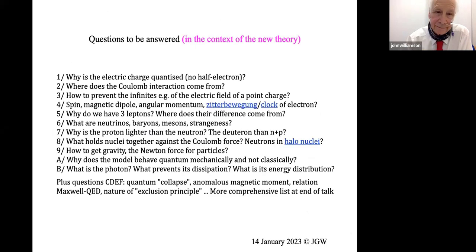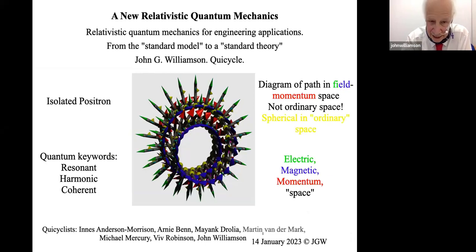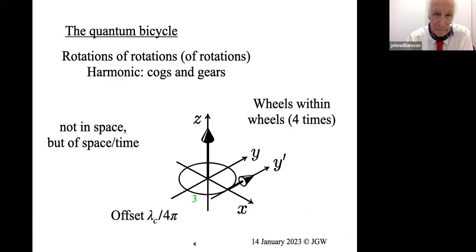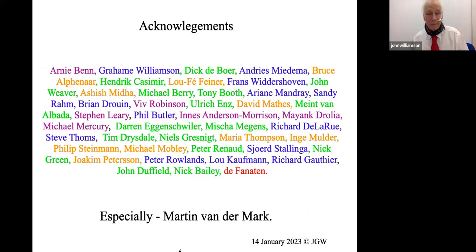In the starting slide, I mentioned at the bottom the quicyclists. Innes Anderson Morrison, Arnie Benn, Mike Drolier, Martin van der Mark, now sadly deceased, Michael Mercury, Viv Robinson, and myself are quicyclists. But in any kind of endeavor of this sort, there are a lot of people who've helped, both in acting as foils and helping with commenting on papers and so forth. What I've done here is put them up in colors. Basically, the shorter wavelength you are here in the colors, the more you've contributed. So the purple ones are the quicyclists, and then it goes blue, green, orange, and red, in decreasing amount of involvement with moving this whole thing forward.